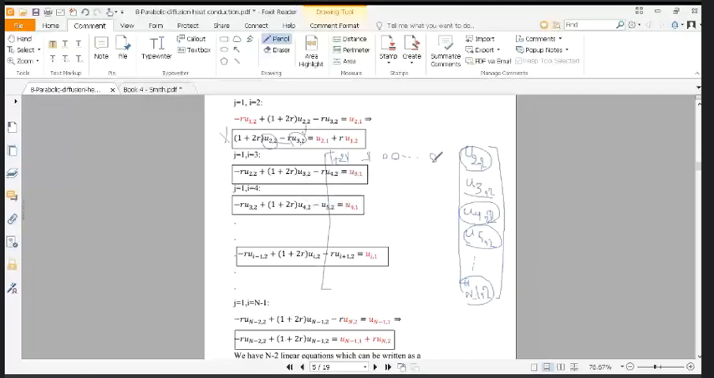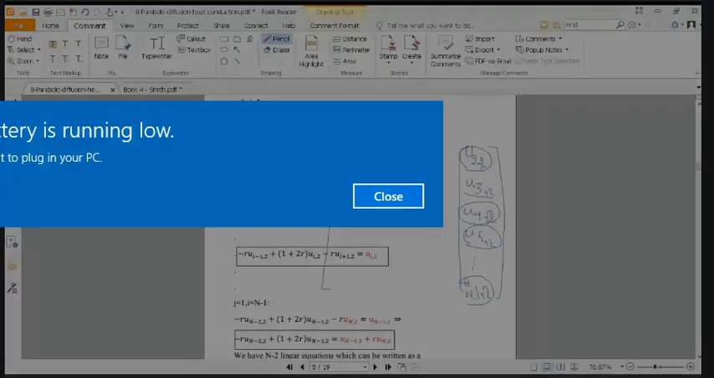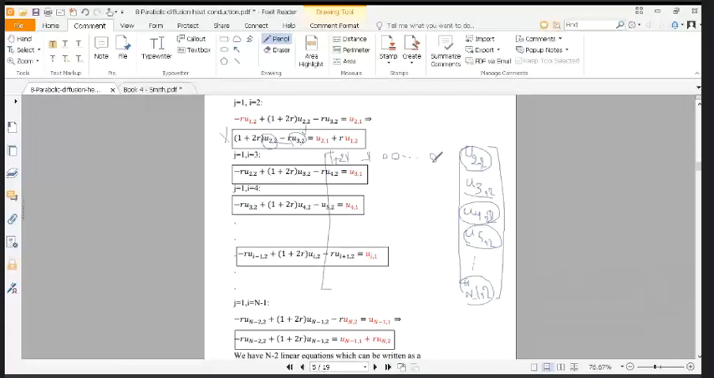Attention. The first row is for the first equation. The second row is for the second equation. The third row is for the third equation. And in each row, we write the coefficients of the elements of the unknown vector. Okay? We go to the second equation, this equation.